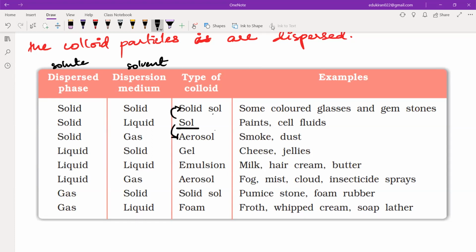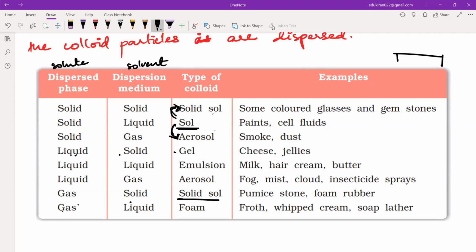Can you remember this? Tell me, guys. So when you have solid in liquid, that is our usual case, that is sol. When solid and solid is there, then you have solid sol. When solid is inside gas, it is known as aerosol. Then when we have liquid inside solid, it is known as gel. Liquid inside liquid is emulsion. And when you have liquid inside gas, it is again known as aerosol. Next we have gas and solid. As you can see, it will be solid sol because our dispersion medium is solid here.